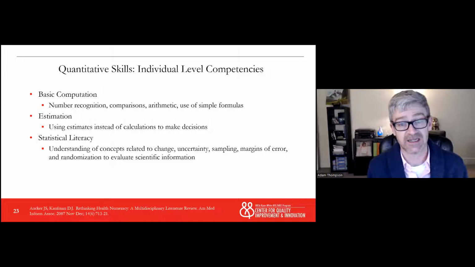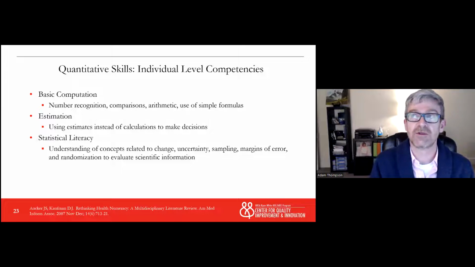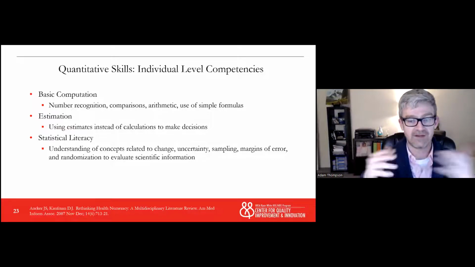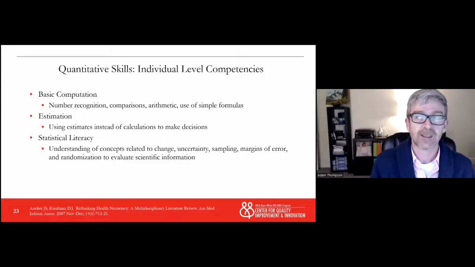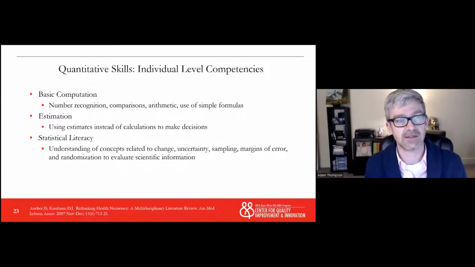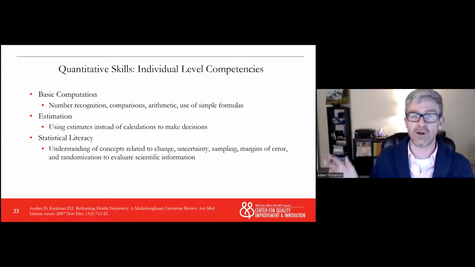There's also this idea of statistical literacy, and this is really about understanding of concepts related to change, uncertainty, sampling, margins of error, and randomization to evaluate scientific information. This is stuff like, if you're a person with HIV, you're at 15 times greater odds of having X happen to you. That can sound pretty scary, and I can all of a sudden reorient and change all my behavior. But then I find out later that my risk of that happening was 0.0003%. So my 15 times greater odds brings me to like 0.1%.